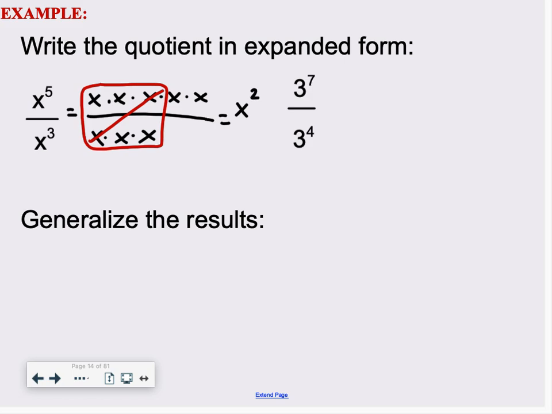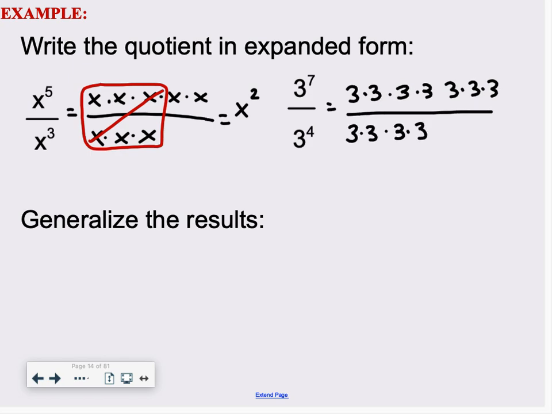Okay, same idea with 3 to the 7th. If I multiply all of those out first, and then I divide by 3 to the 4th, so 4 of those. Again, what happens? Well, these 3's are all going to cancel each other out, and I have 3 3's left in the numerator, so 3 to the 3rd would be my final answer.